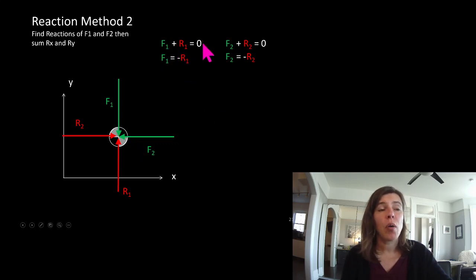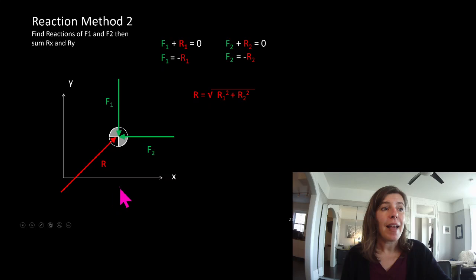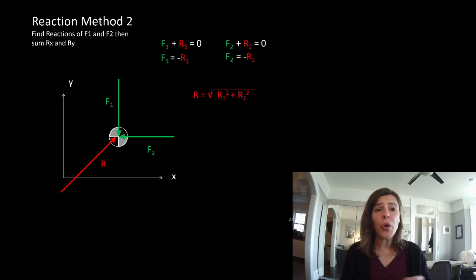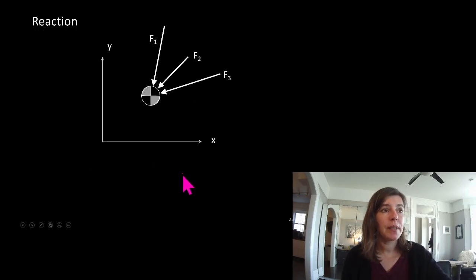So F1 plus R1, we want it to equal 0. F1 equals the negative of R1. F2 equals the negative of R2. So R2 is acting in an equal and opposite direction. And then we can take the square root of the sum of the squares of R1 and R2 and find our total reaction. The total value R here is the same whatever way we do it. So you can sum things and then find the reaction, or you can find individual reactions and then sum it up for the reaction. Both ways are valid to go about doing it.